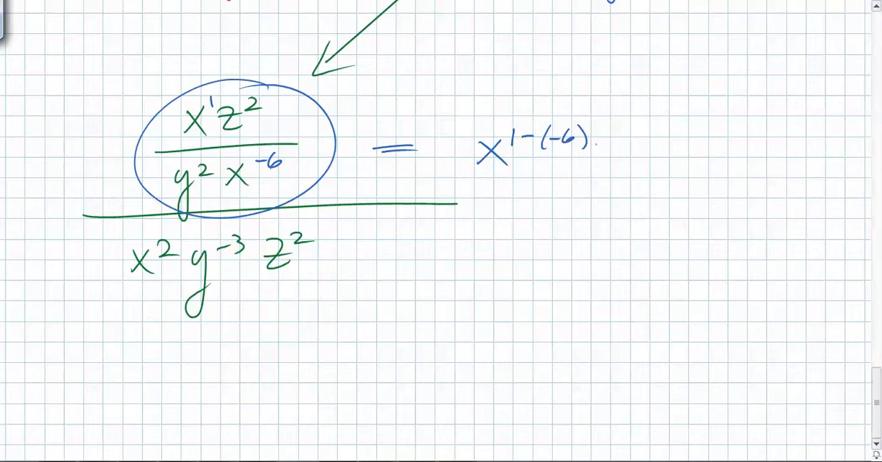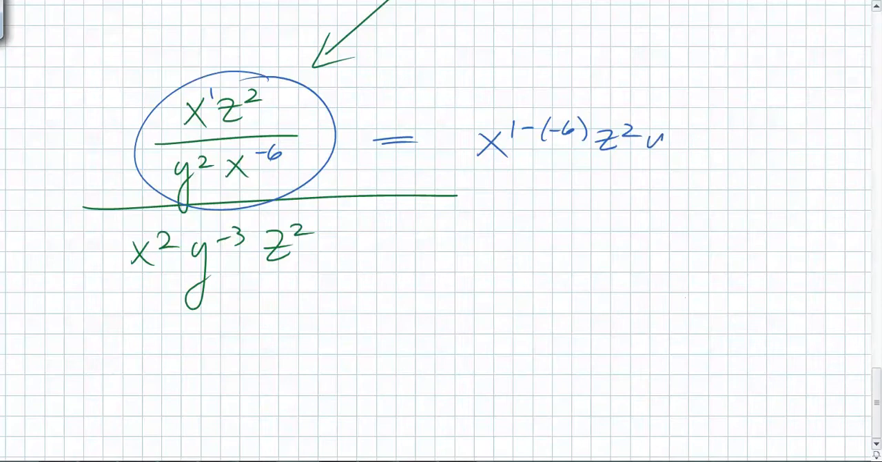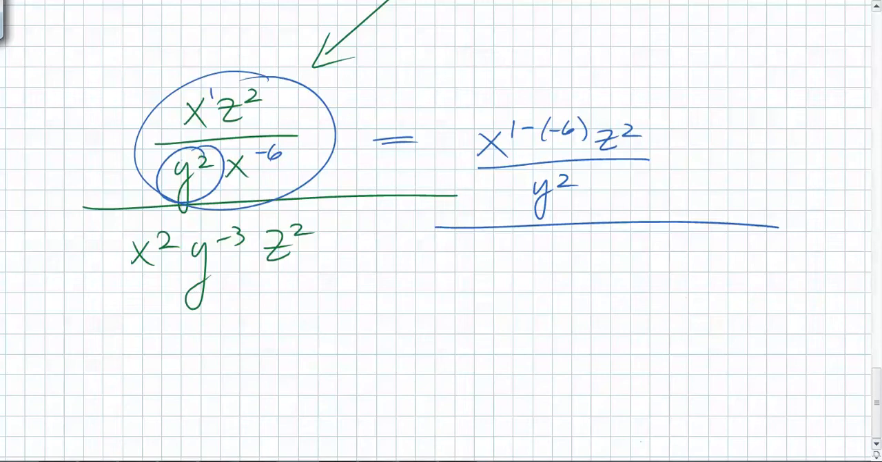Negative 6 times z squared. What's still left on the bottom? Times y to the what power? You have to be really careful. It's over what? Y squared, right? Do you see that, everybody? It's over y squared, because it's still there. We haven't moved it anywhere yet.